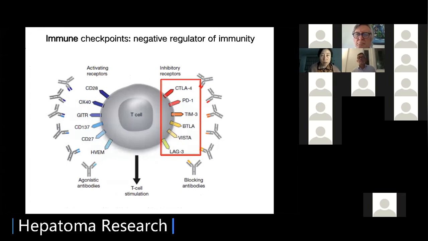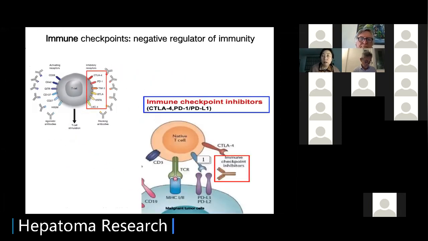As we all know, for T cells, the immune checkpoints, including PD-1, CTLA-4, and TIM3, are upregulated in the T cells. And this has been used as the target for tumor therapies.